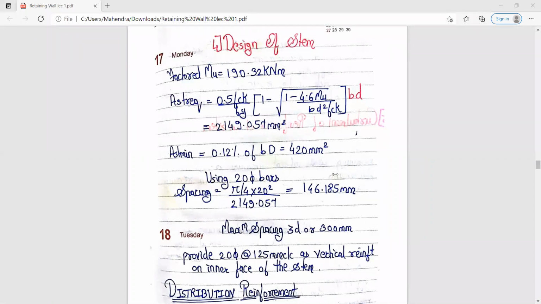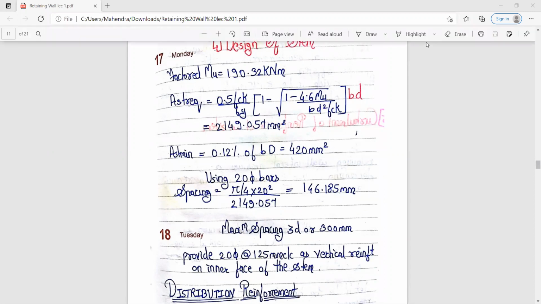Yes, for B, you have to take it as 1000. And how much will you take for D? D is 290, which you calculated in step number 2.